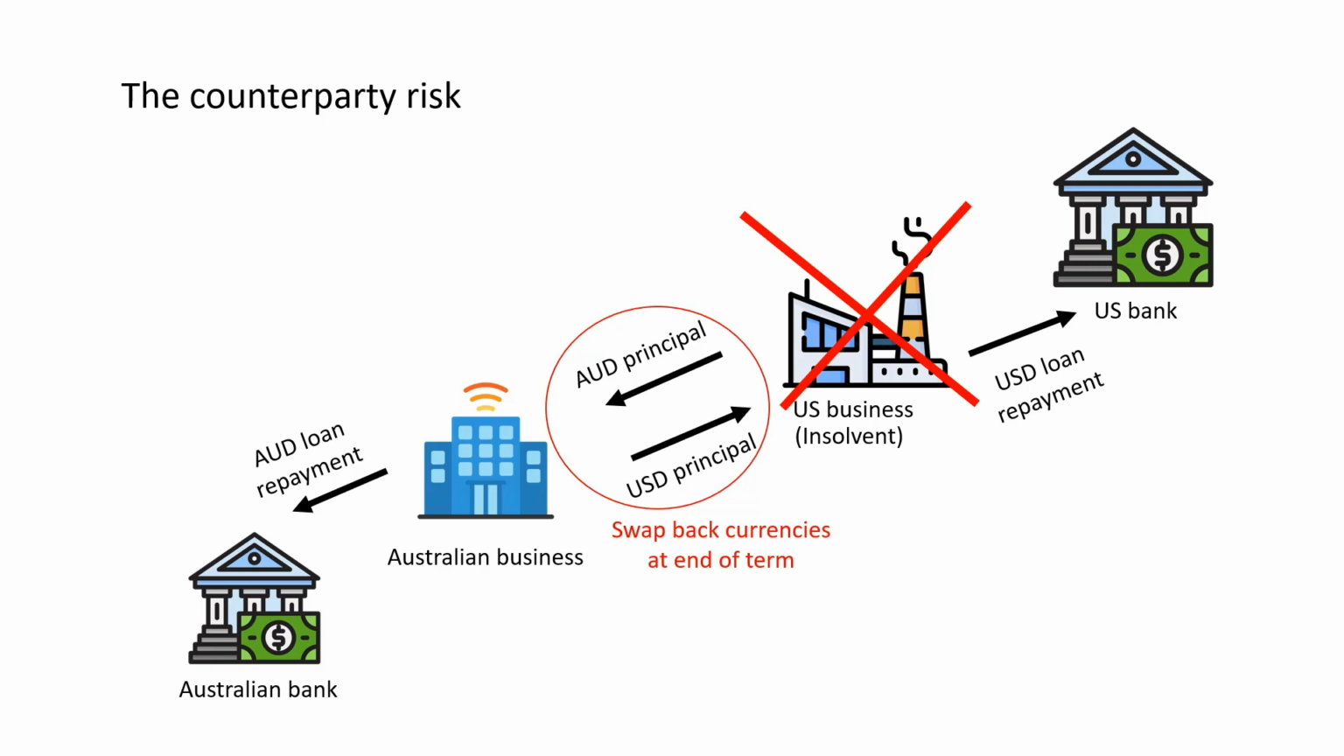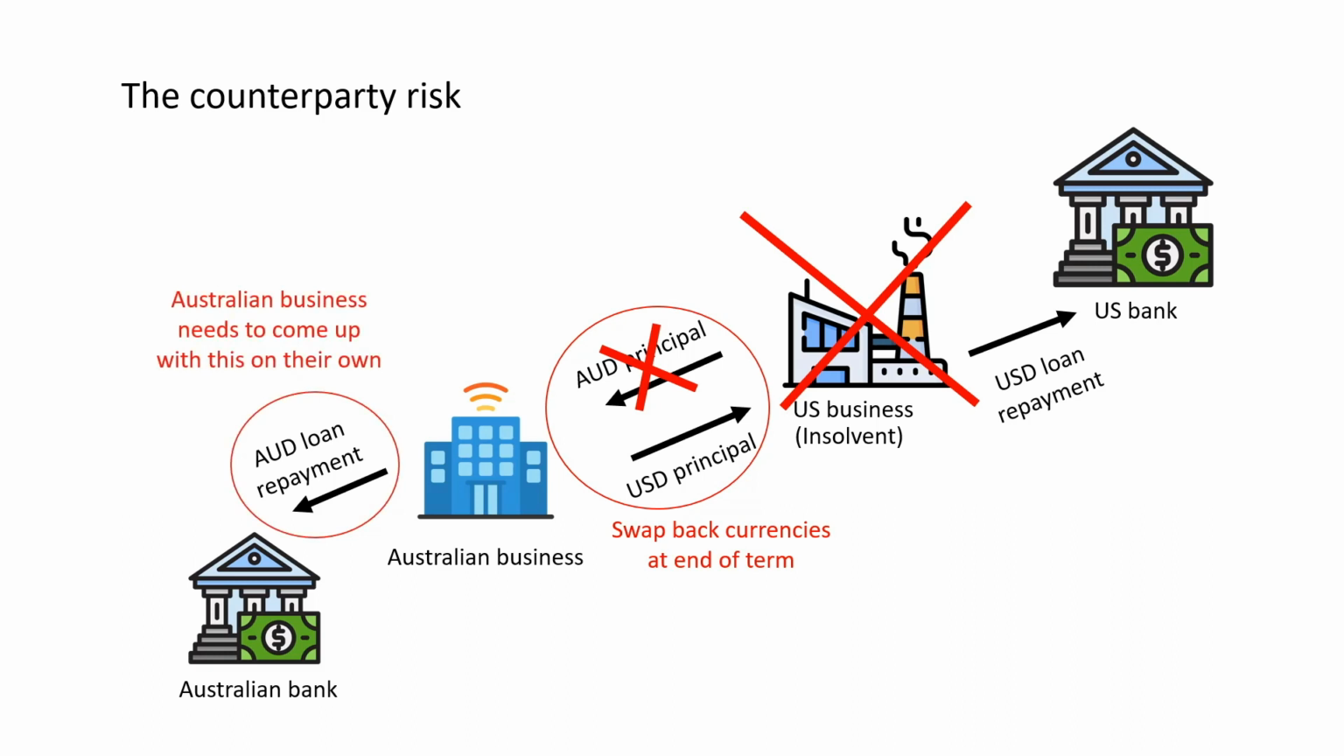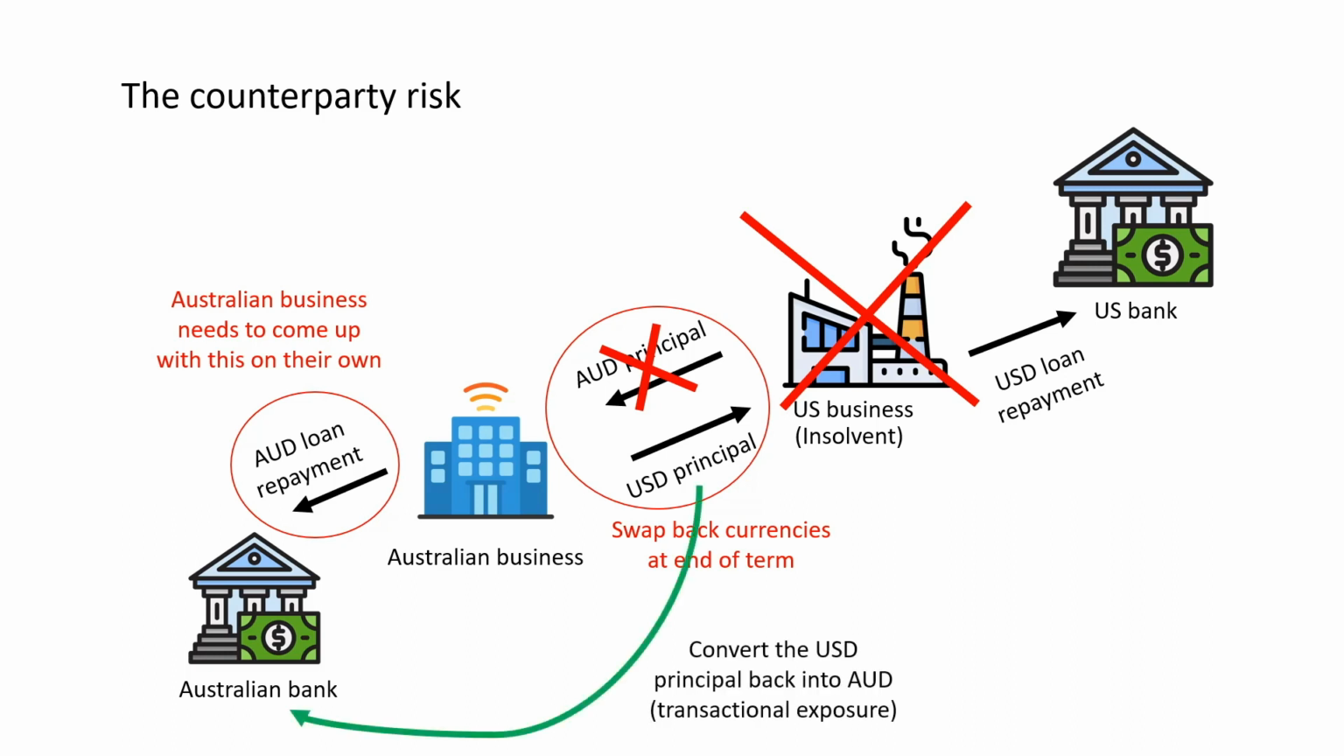Well, the Australian business still owes the Australian bank that AUD loan repayment, and it's not going to be receiving that repayment from the US business. So the Australian business will need to come up with this AUD loan repayment on their own. How can the Australian business do this? Well, the most prevalent way is to convert the USD the Australian business was to give the US business back into Australian dollars to pay off the Australian bank.